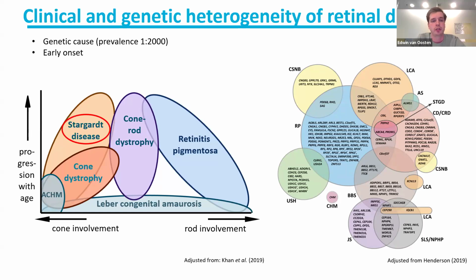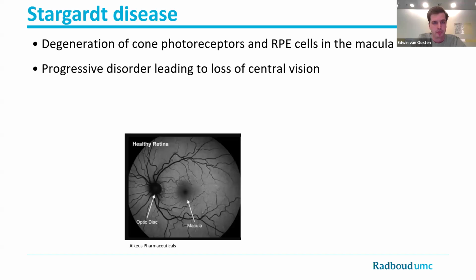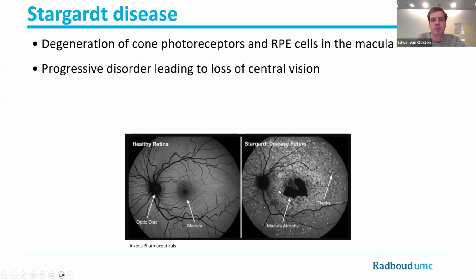So today's talk, I'll only focus on Stargardt disease, and specifically Stargardt disease type 1, which is kind of the exception because this disease is caused by variants in the ABCA4 gene. So Stargardt disease is a macular degenerative disease leading to the degeneration of both the cone photoreceptors as well as the RPE cells within the center of the retina, the macula. So in the bottom, you can see a fundus image of an eye. Within the center, there's the macula. And in Stargardt disease patients, we see degeneration. And this leads to progressive vision loss.